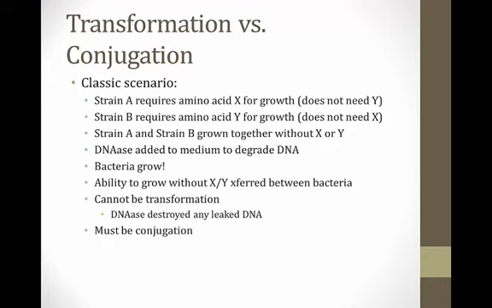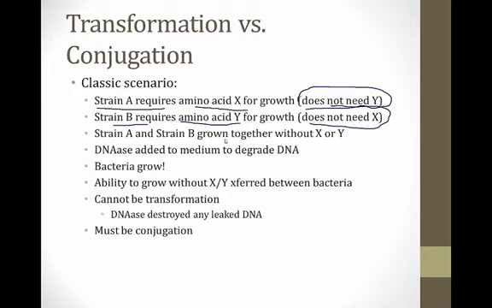There's a classic microbiology experiment that's conducted to prove that conjugation takes place between two bacteria, and you should definitely know about this because it can come up on exams. Let's imagine that we have strain A of a bacteria, and it requires amino acid X for growth, but it doesn't need amino acid Y. Strain B is the opposite.